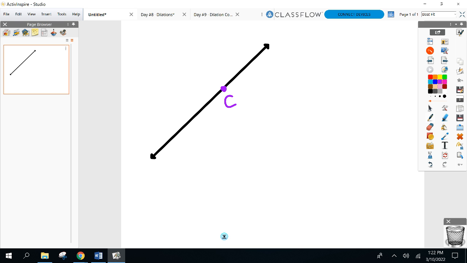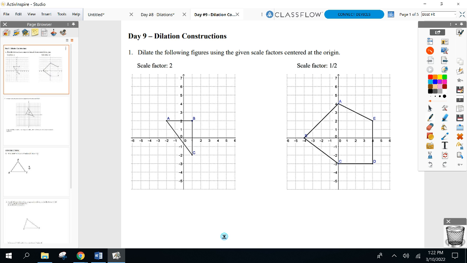All right, you ready? Yesterday was dilation of lines. Today is a dilation of a figure. And there should be no assignment tonight, by the way. No assignment today. Okay? If we're doing constructions, I don't need you to practice even more than what we're doing today.